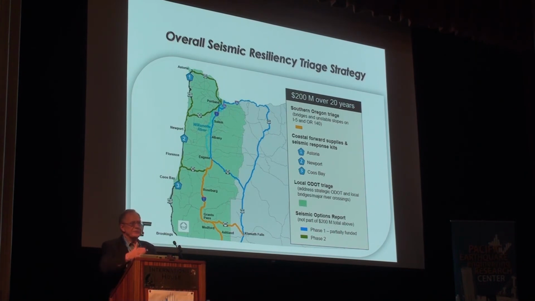So if we've got twin bridges, we're only going to fix one of them. If we can jump off the freeway and go on a lower class highway and retrofit it for less money, then that's what we're going to do. So we studied that to see if that was a good approach.